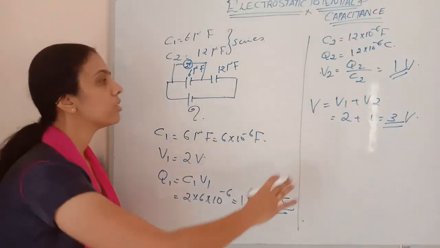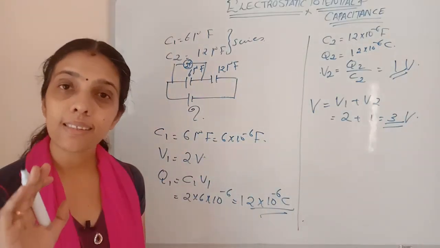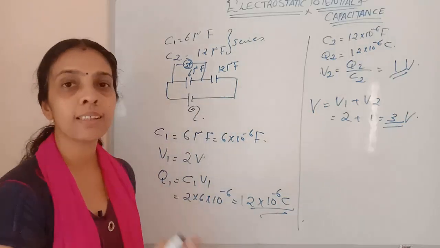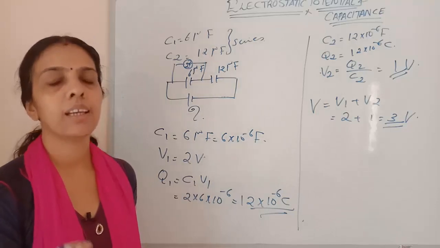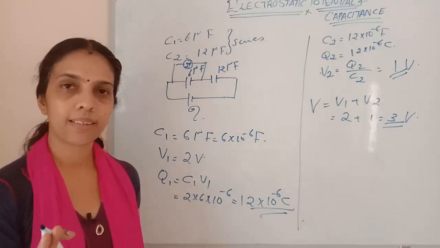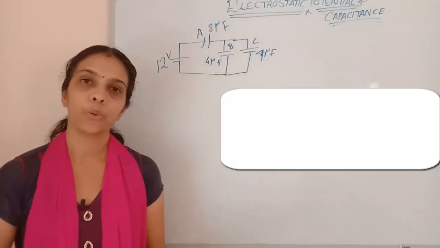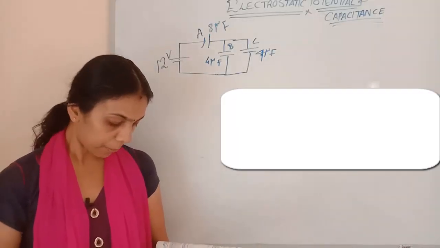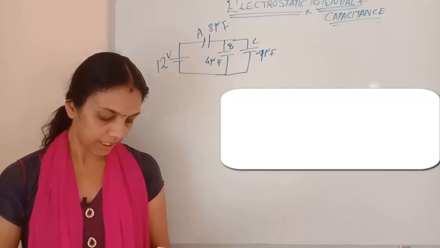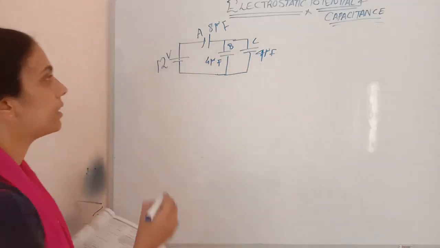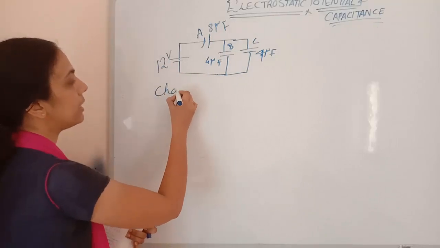So in this question you should understand that in series connection of capacitors, charge will be the same. In parallel connection of capacitors, voltage will remain the same. Clear? So here, find the charge appearing on each of the 3 capacitors as shown in the figure.